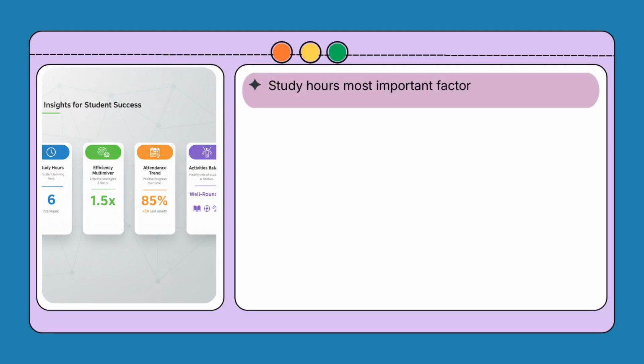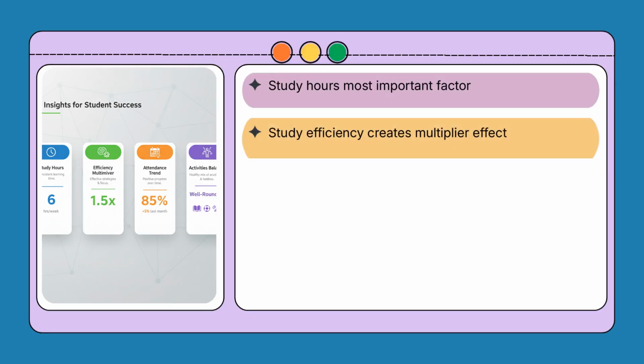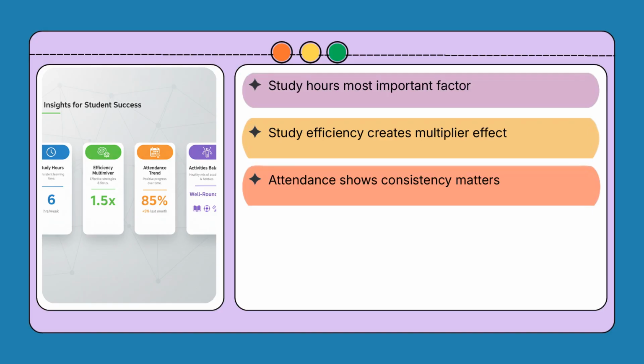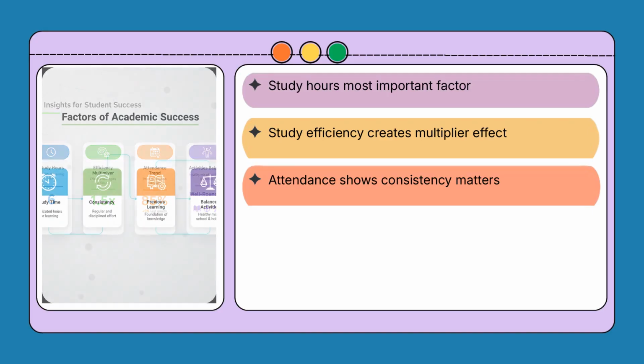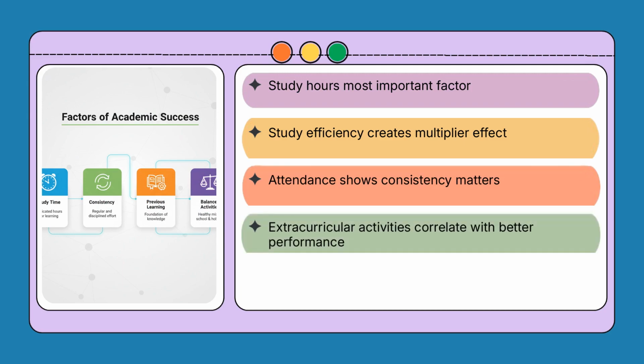So what did we learn from this project? The data revealed some powerful truths about academic success. Study hours matter most, but it's not just about quantity. The study efficiency metric we created shows that effective studying combined with building on previous knowledge creates a multiplier effect. Attendance correlates strongly with performance because consistency matters. And perhaps most interesting, extracurricular activities show a small positive correlation, suggesting well-rounded students perform better.